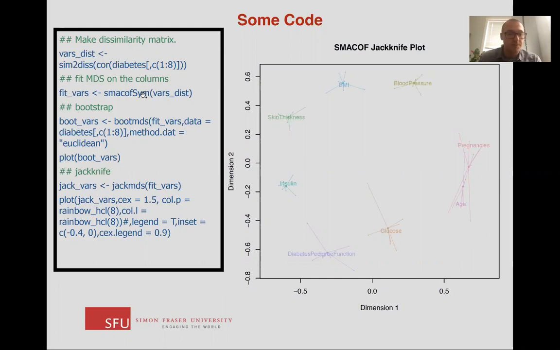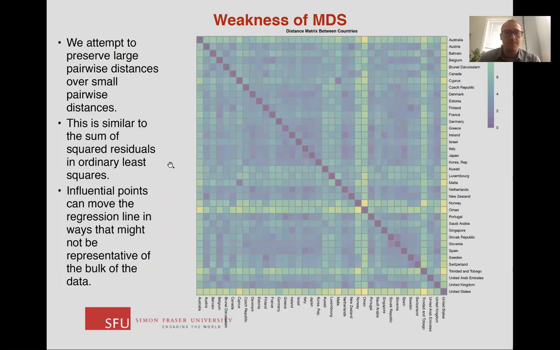And we're fitting it. I've shown some code here for how you can actually do a bootstrap, so I recommend you try this out. It's kind of cool. But what's plotted here is the jackknife. All right. So, some weaknesses of MDS.